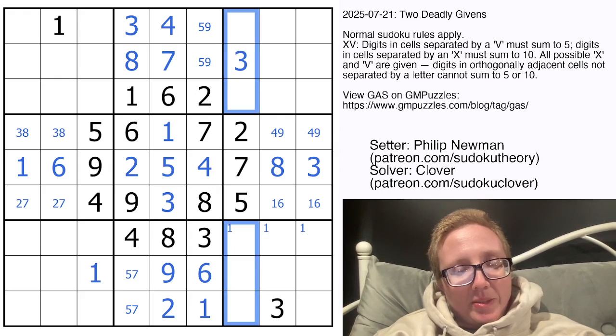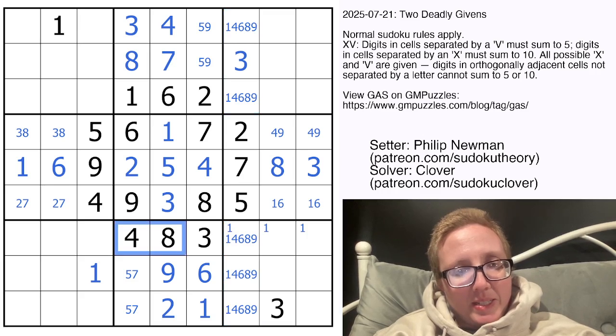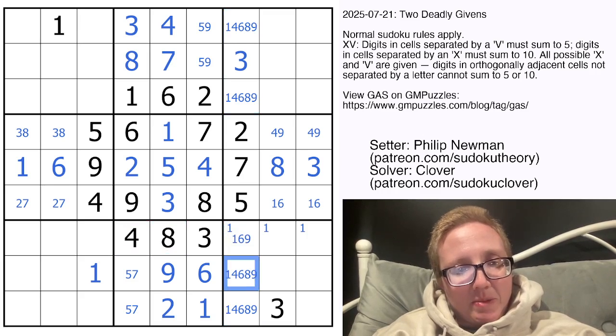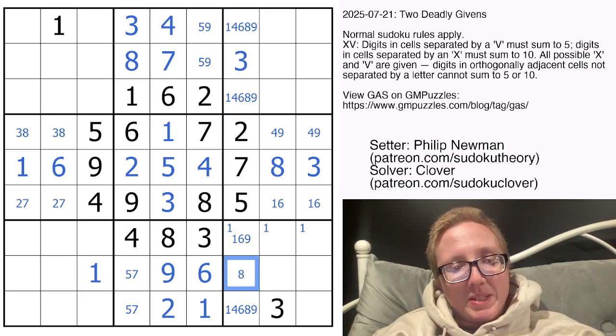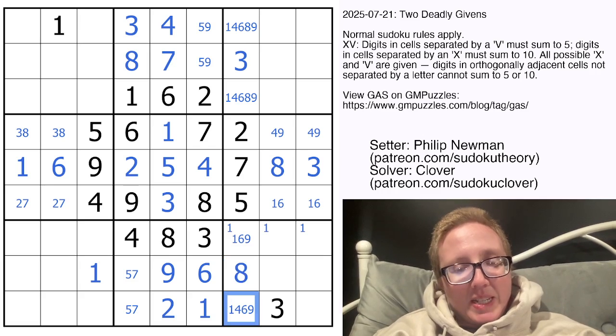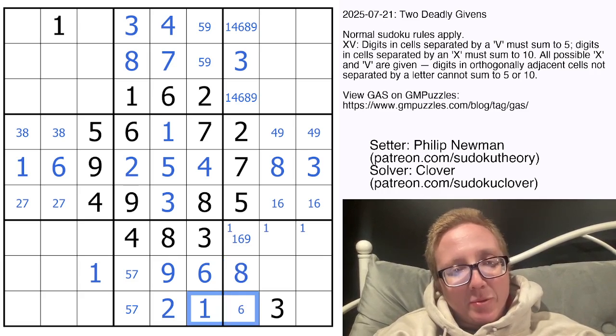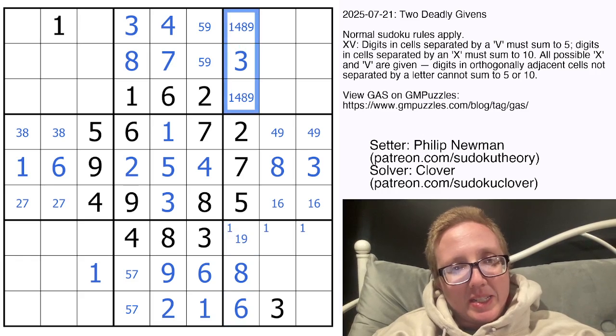So now in the rest of this column, I need 1, 4, 6, 8, and 9. This can't be 4 or 8. This can't be 1, 6, or 9, or 4 because it touches a 6. That's going to be an 8. This can't be a 1 because it sees a 1 there, or a 9, or a 4 because 9 and 4 can't touch 1. So that will be a 6.